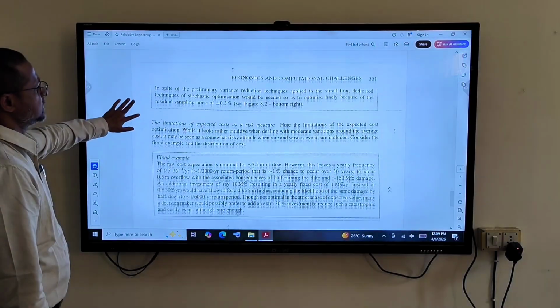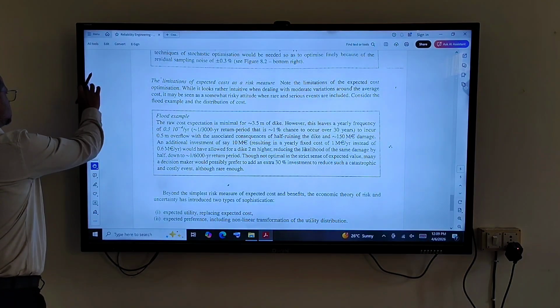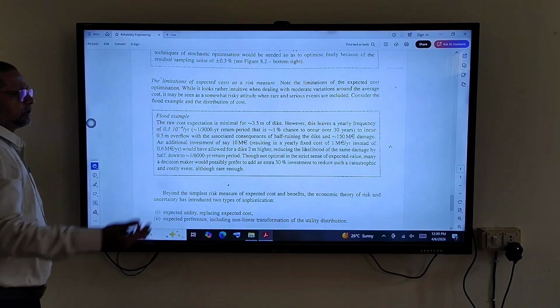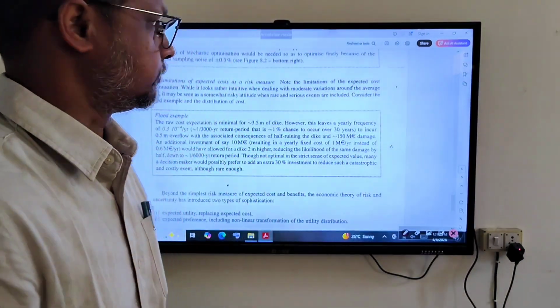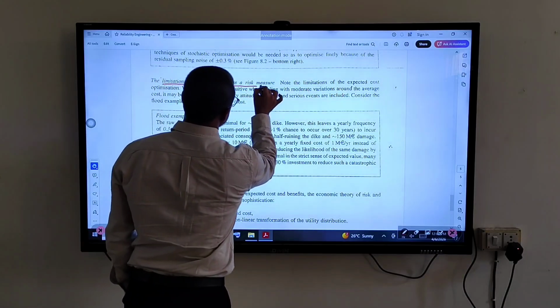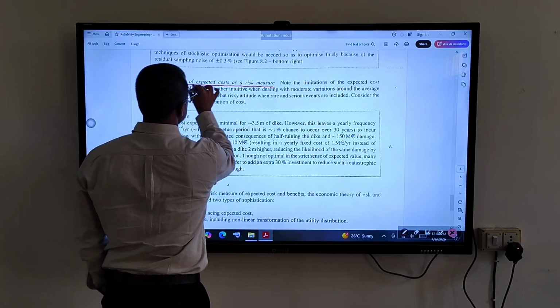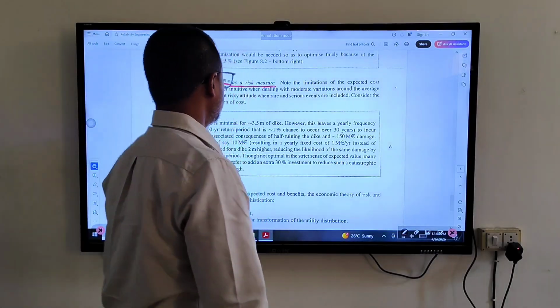Remember, these are non-engineering applications. It is only for your assessment and understanding purpose. Parallelly, I would recommend you to refer to some techno-economical models for your better understanding, if you have time. Limitation of expected cost and the risk involved in it. What do I understand with this?